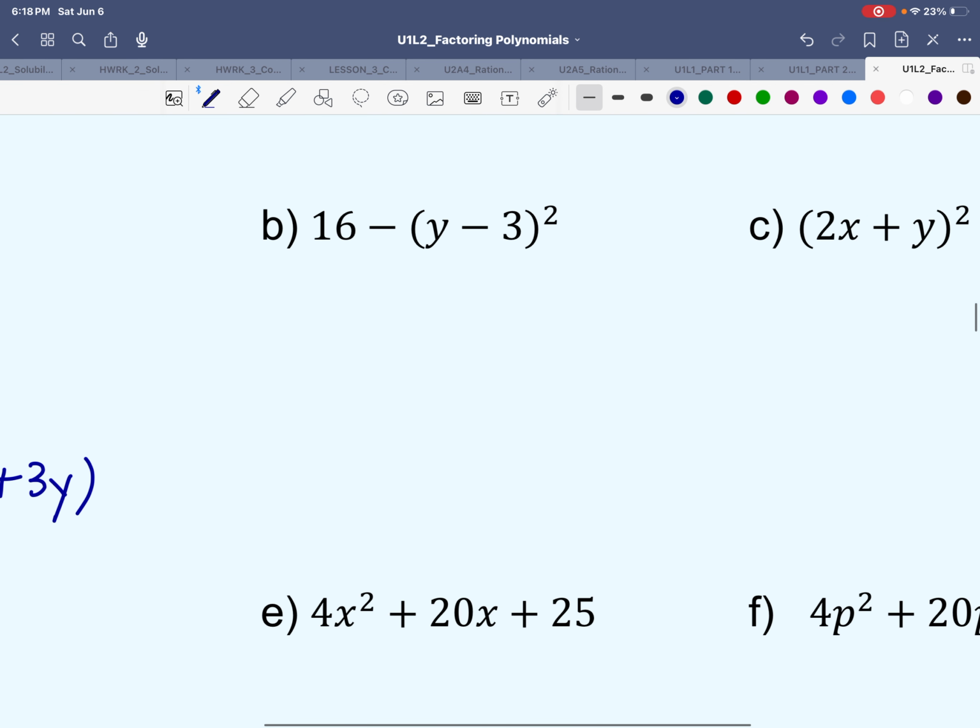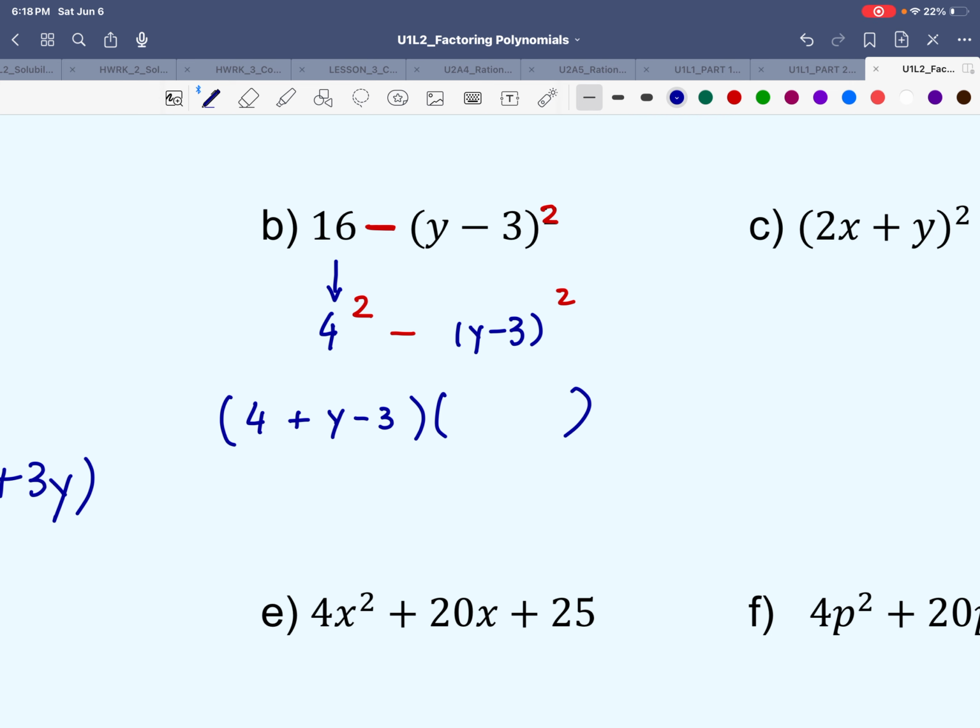Next we have 16 minus y minus 3 squared. This is a little bit different. What gets my attention is the minus in between these two terms and the squared here. So I'm going to try to write 16 as something squared if possible. We have 4 squared minus y minus 3 squared. The factored form now will have to be 4 plus y minus 3, and then 4 minus y minus 3.